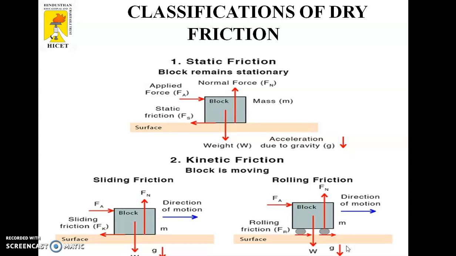And then similarly for the rolling, the same concept is applied here, but at the bottom we have to fix the roller. Example, in the roller suitcase, we can easily apply the force. But what will happen? Now these two rollers are rolling on the surface, and this block is provided. This type of motion is called rolling friction. So we can easily move this object with less amount of force.